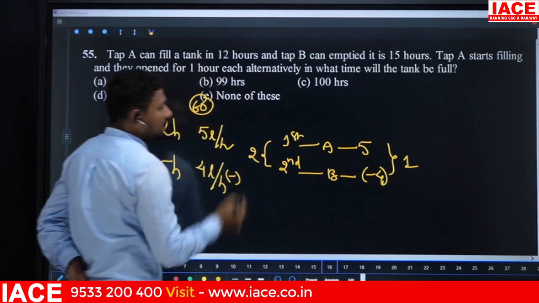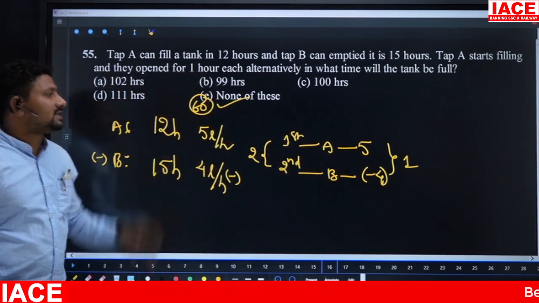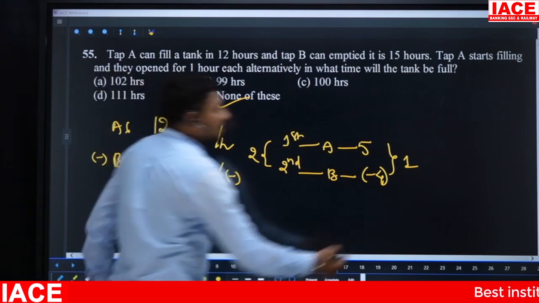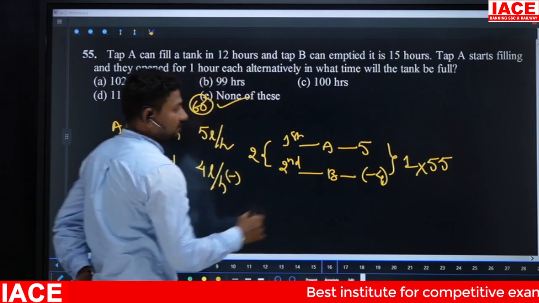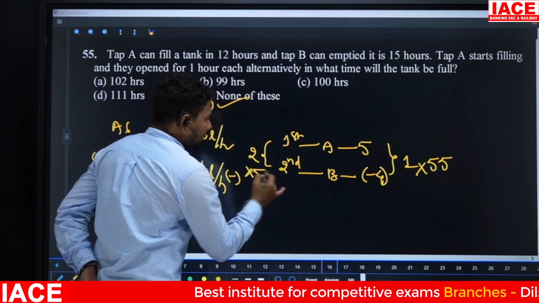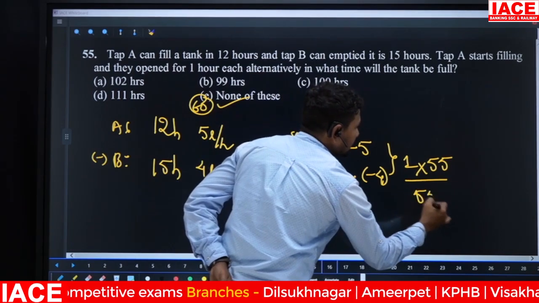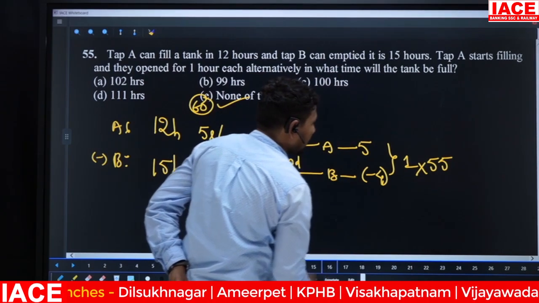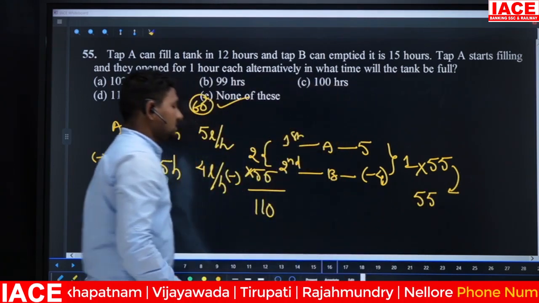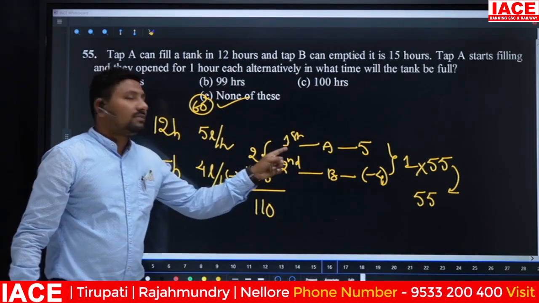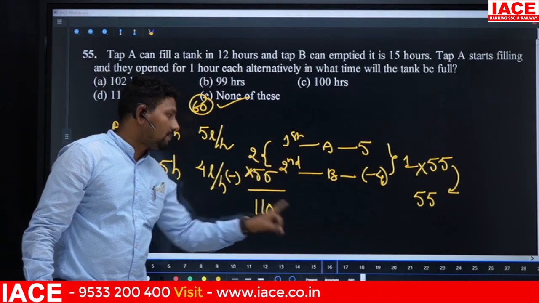2 hours completed. In 2 hours, 1 liter, but our target is 60 liters. How to calculate? Multiply by a very near number. I am multiplying not by 60, I am multiplying by 55. Both sides I am multiplying by 55. Till now 110 hours completed and 55 liters completed. The first number is an odd number, the second number is an even number. 110 hours completed means the B pipe is closed.